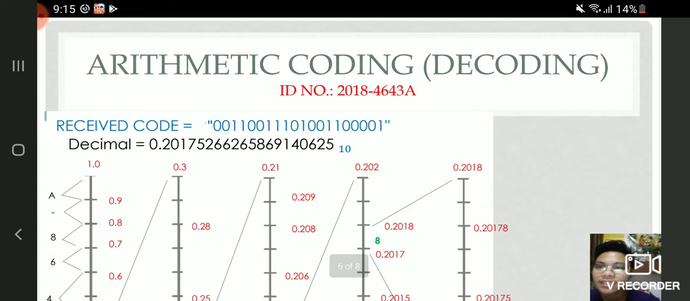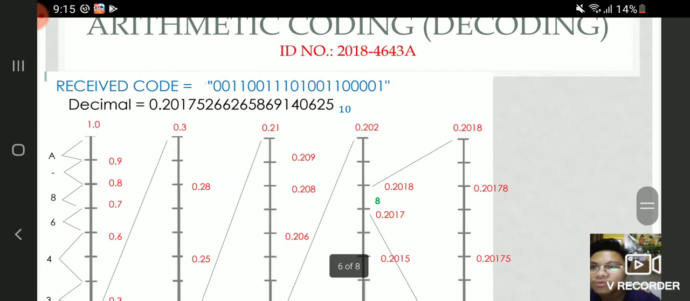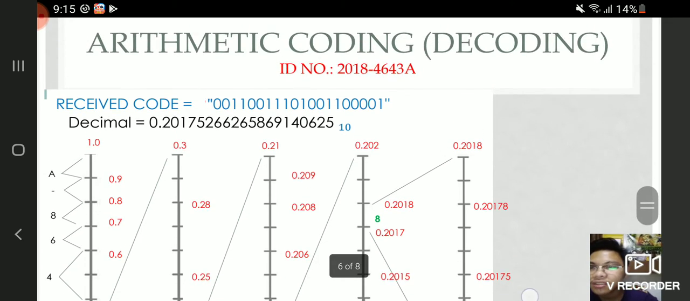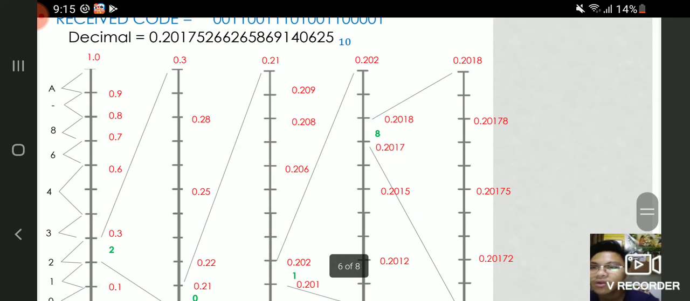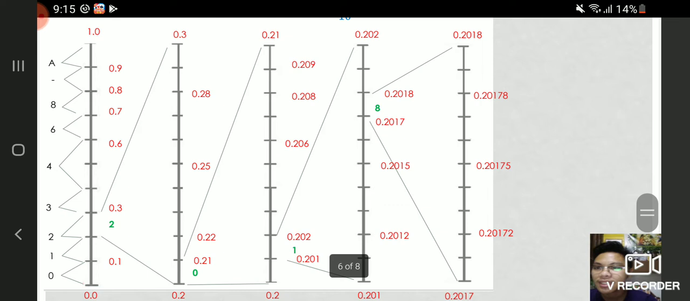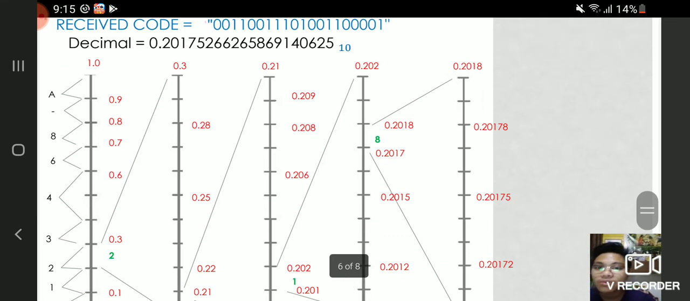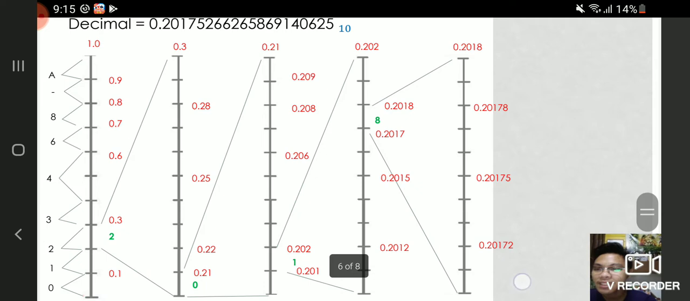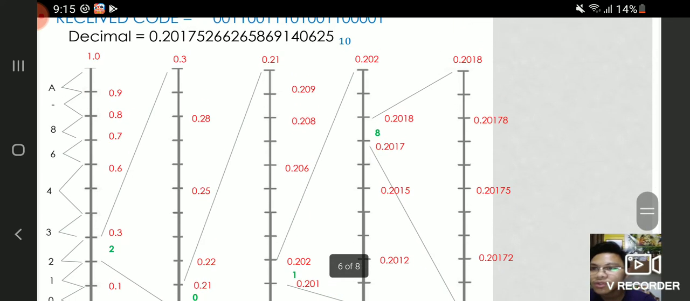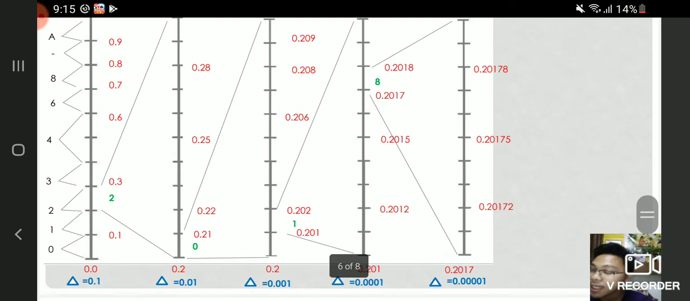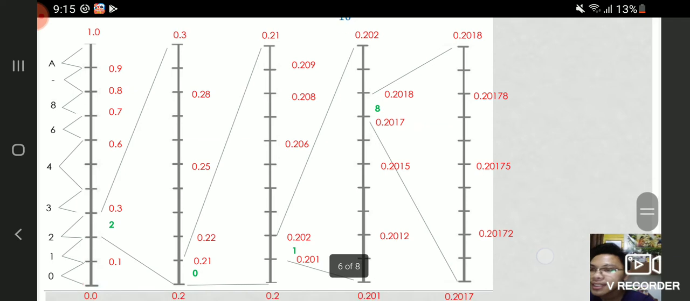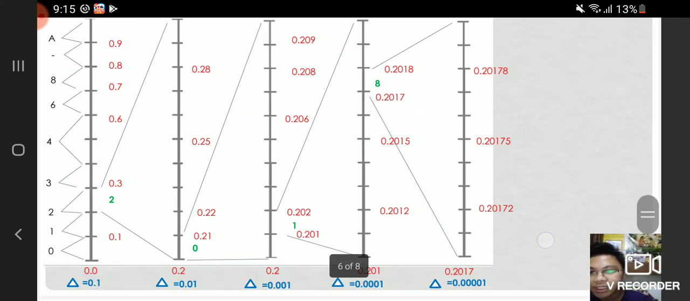Here is the process of decoding. We have the received code and the decimal code. To decode here, we need to use the decimal value. Since we already have the plotted graph, we will use the decimal value to decode into its original message. First, we have to locate the decimal value here. The decimal value here is in between 0.3 and 0.2. Then the code word here is 2.